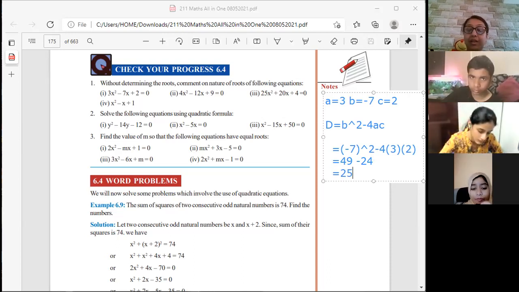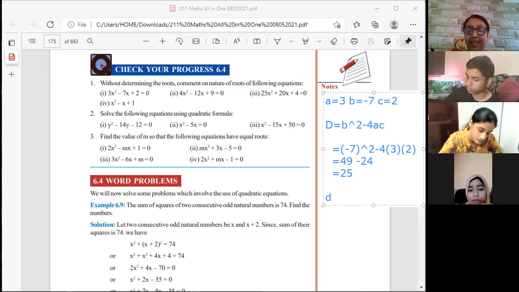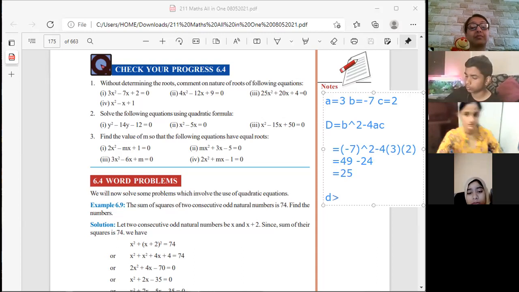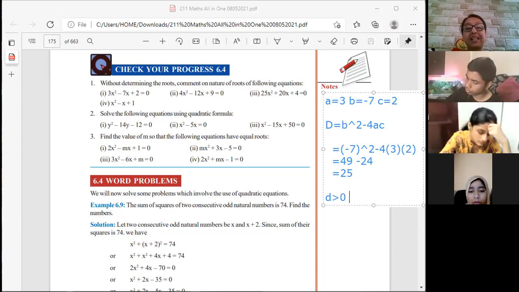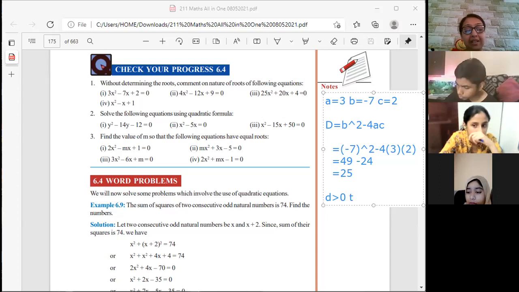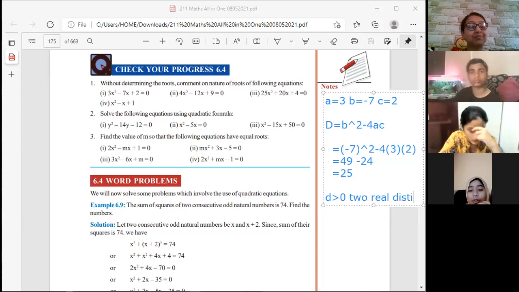Yes. Okay. Now you have to tell me D that I have got, is it less than 0 or greater than 0? Greater than 0. If my D is greater than 0, what is the nature of the roots I will get? I will get 2 roots, real roots, and I will get distinct 2 real roots, different roots.